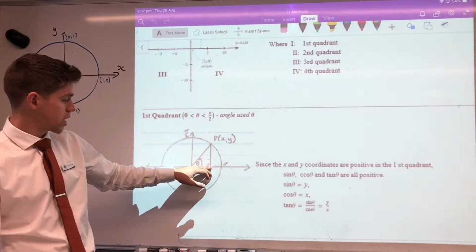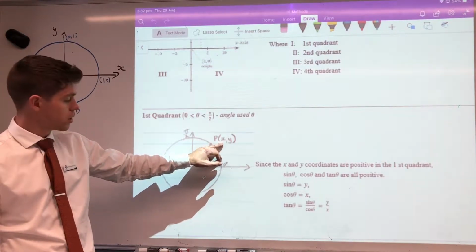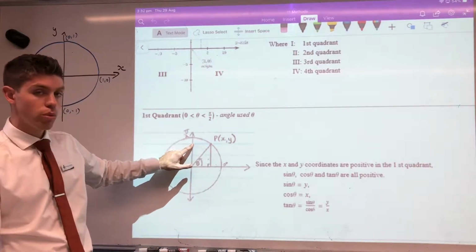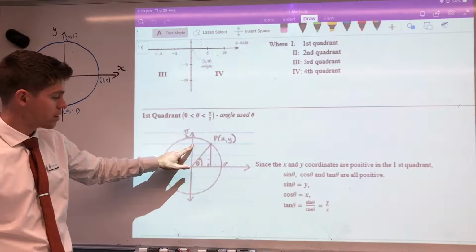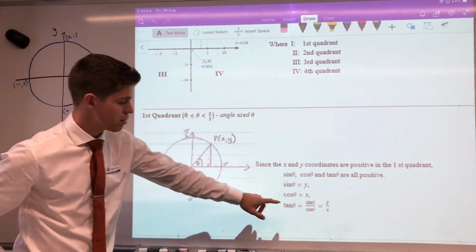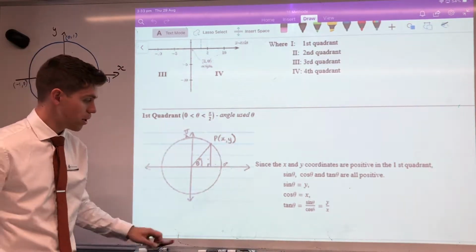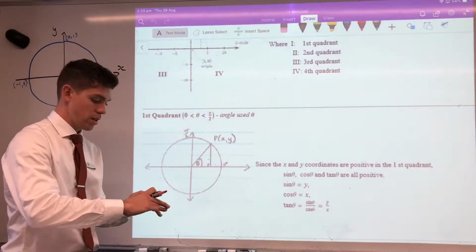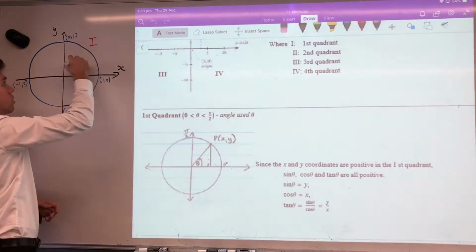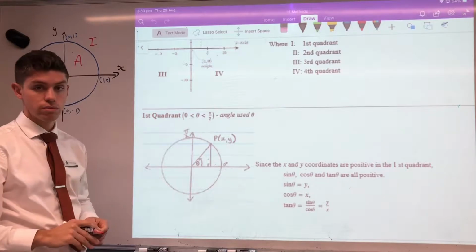because of this, we can say that the cos value will always be positive in quadrant 1. The y coordinate, the value of sine of theta, will also always be positive in quadrant 1. And therefore, if we take a positive and always divide by a positive, then tan will also be positive in quadrant 1. So, in quadrant 1 here, all of the circular functions are positive.